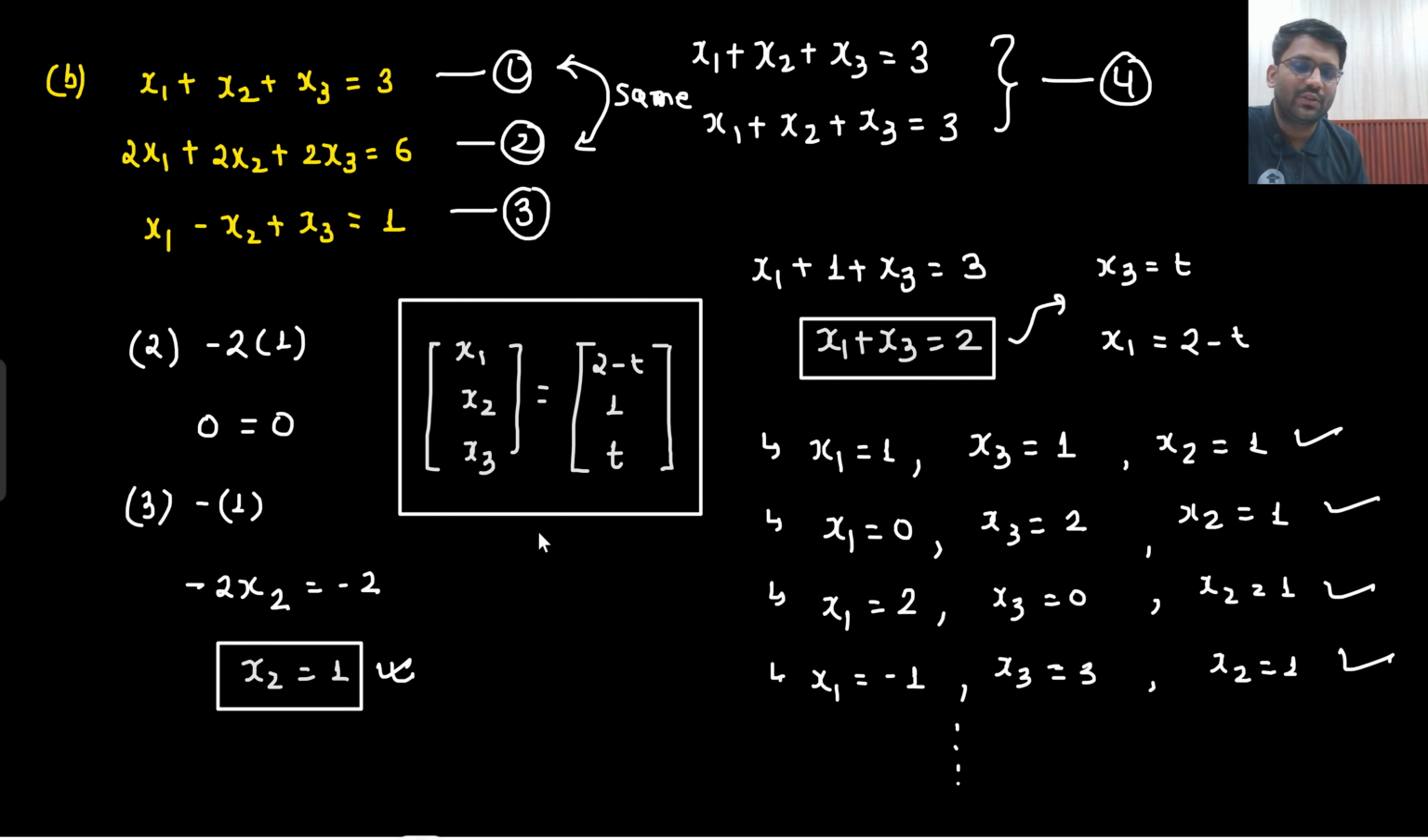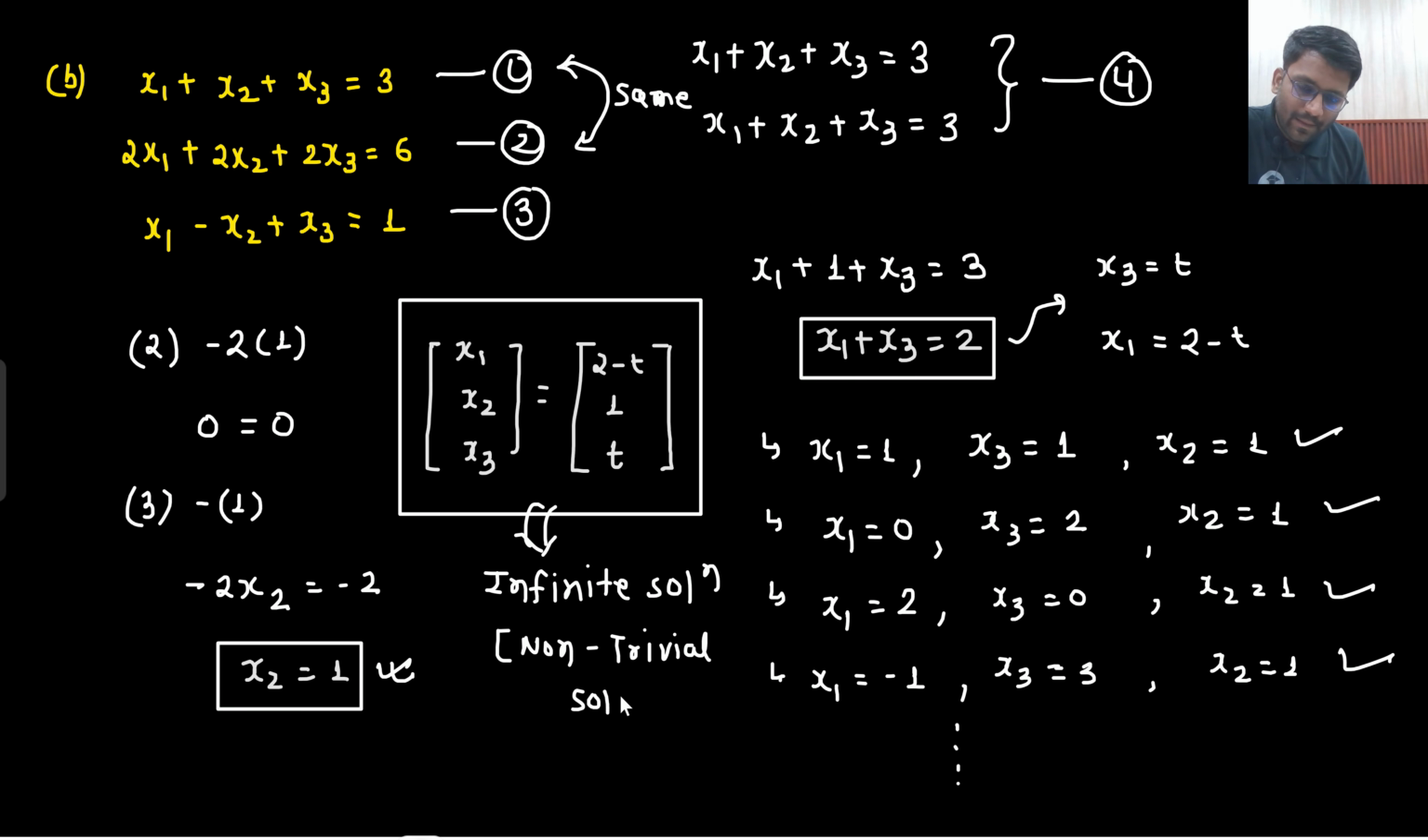And how many solutions are you getting? You are getting infinite solutions. And what is the meaning of infinite solutions? Infinite solutions means non-trivial solution. So for this system of linear equations, we are getting infinite solutions. Is that correct or not? 1, 1, 1, correct. 0, 1, 2, correct. 2, 1, 0, correct. Minus 1, 1, 3, that is also correct. Put any value of t and you will get the correct answer.